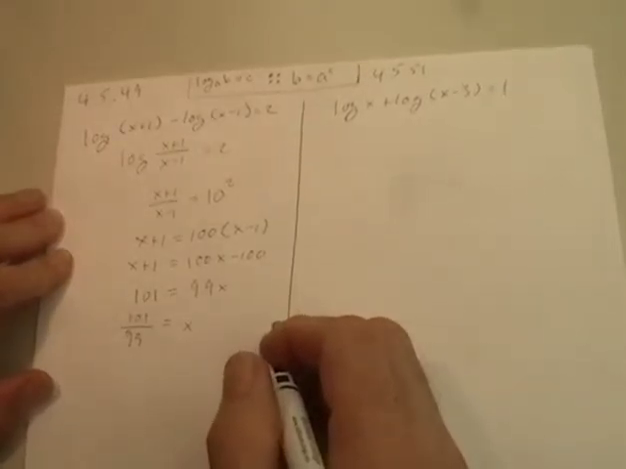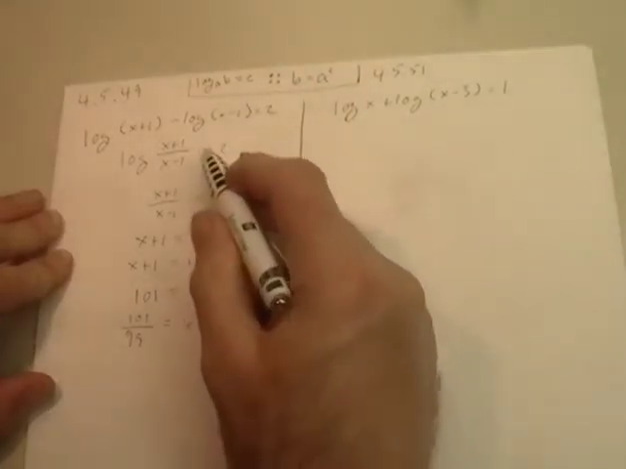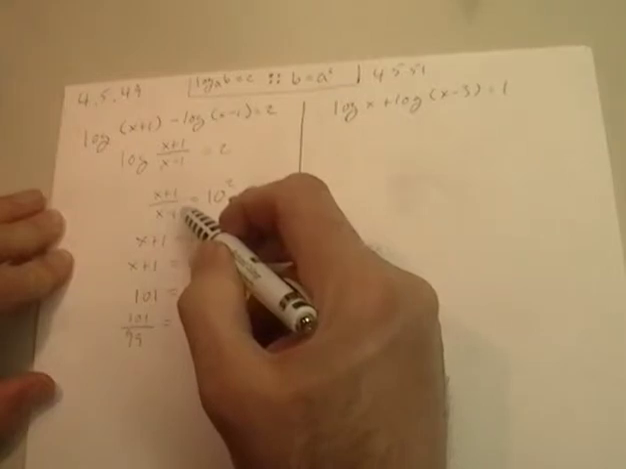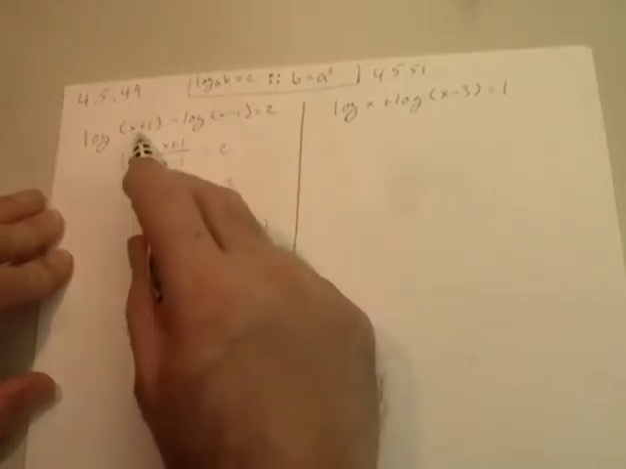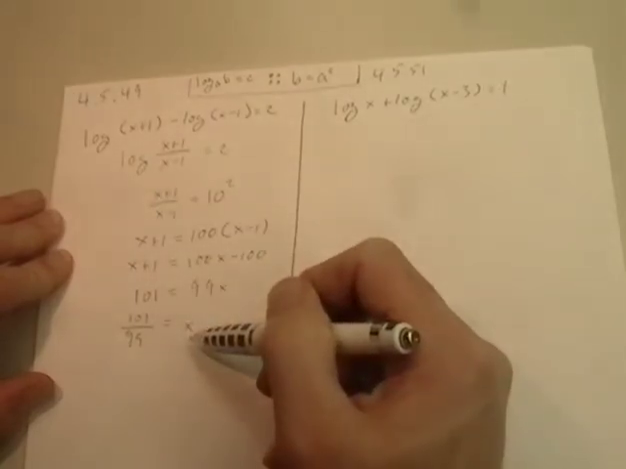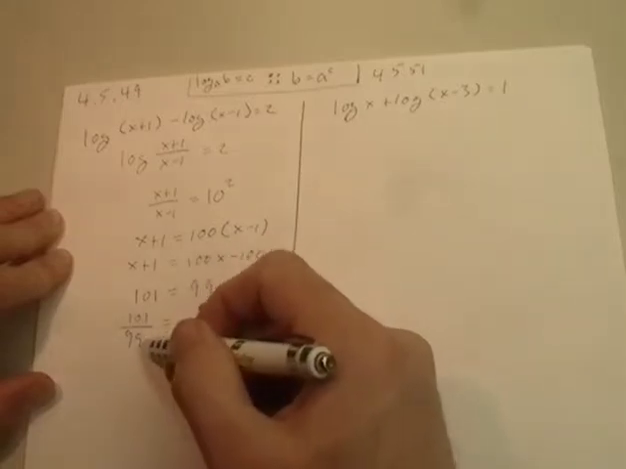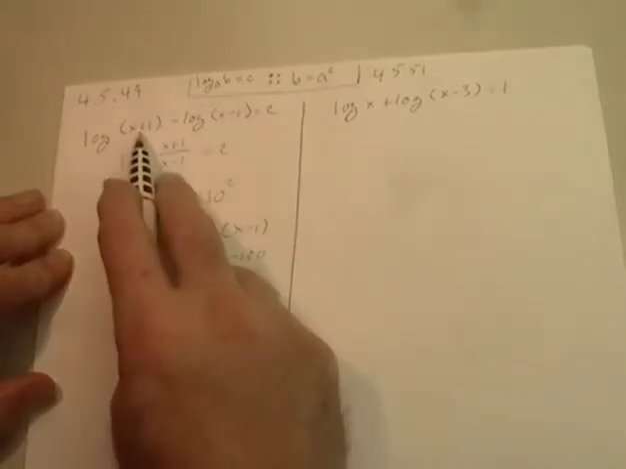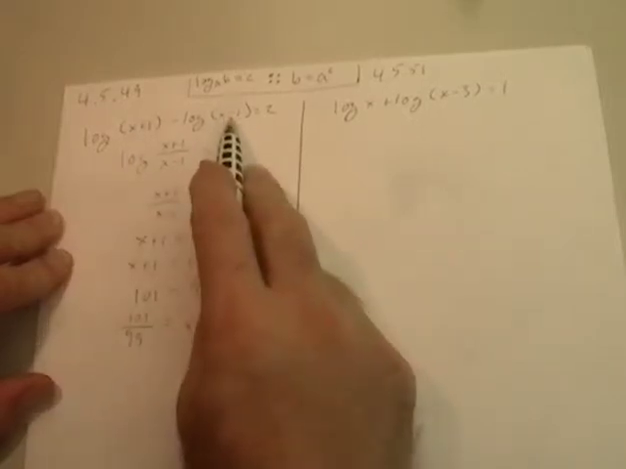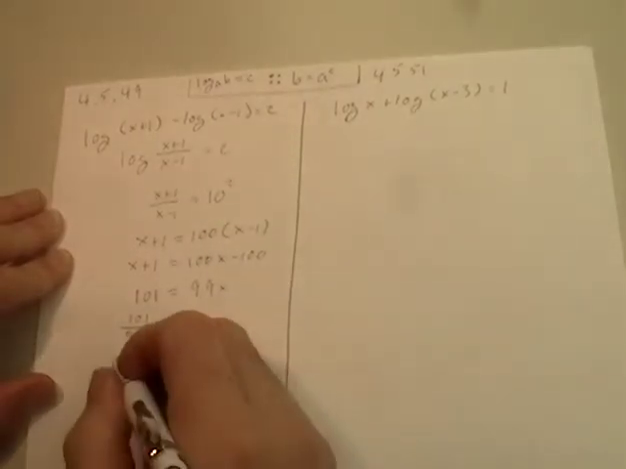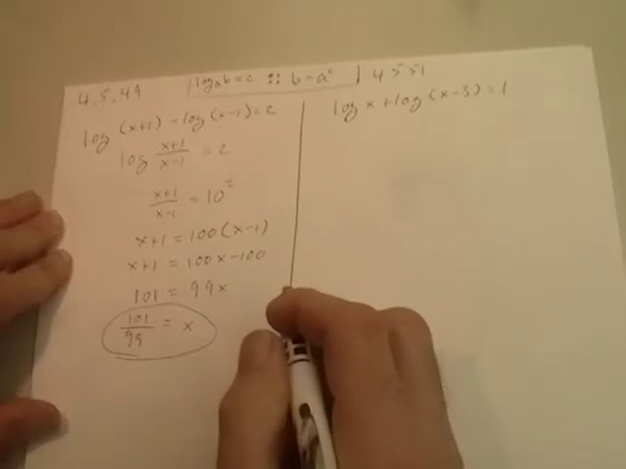There is a slight danger in these problems. When I move from here to here, there are times when I have original values which might have been either 0 or negative, and yet end up having perfectly good solutions down here. So if I plug in 101 over 99, I check to see if it's positive here. It is. And if it's positive here, again, it is. And so this is a good answer.